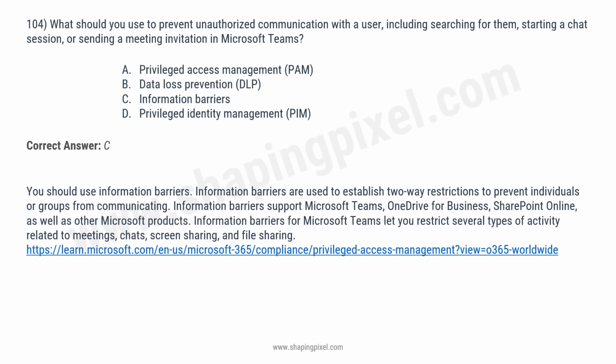You should use information barriers. Information barriers are used to establish two-way restrictions to prevent individuals or groups from communicating. Information barriers support Microsoft Teams, OneDrive for Business, SharePoint Online, as well as other Microsoft products. Information barriers for Microsoft Teams let you restrict several types of activity related to meetings, chats, screen sharing, and file sharing.